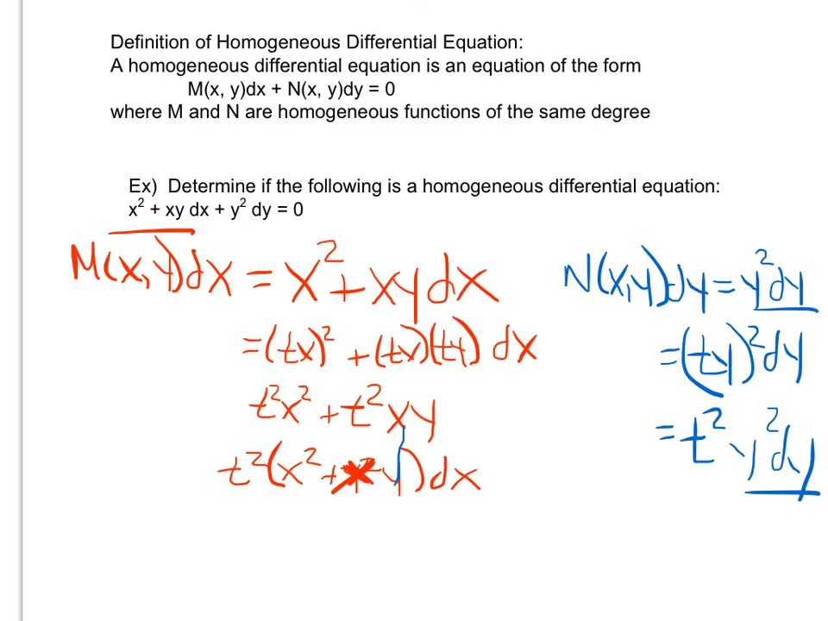They have to be of the same degree. So this one was of degree 2. This one is of degree 2. So looks good. So this would be a homogeneous differential equation. And that is it.